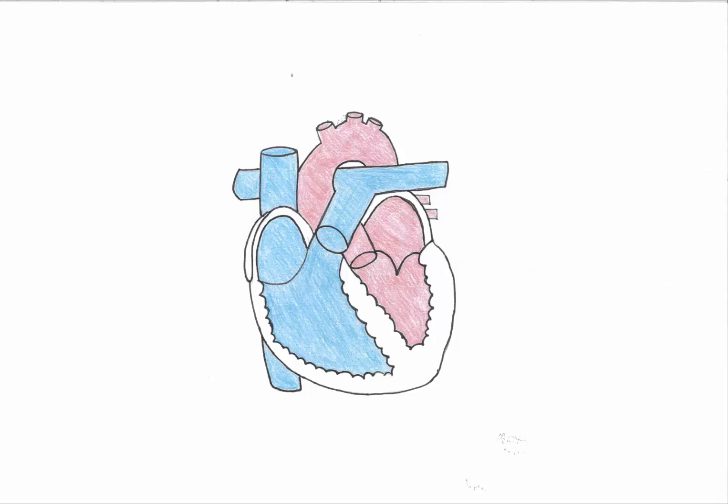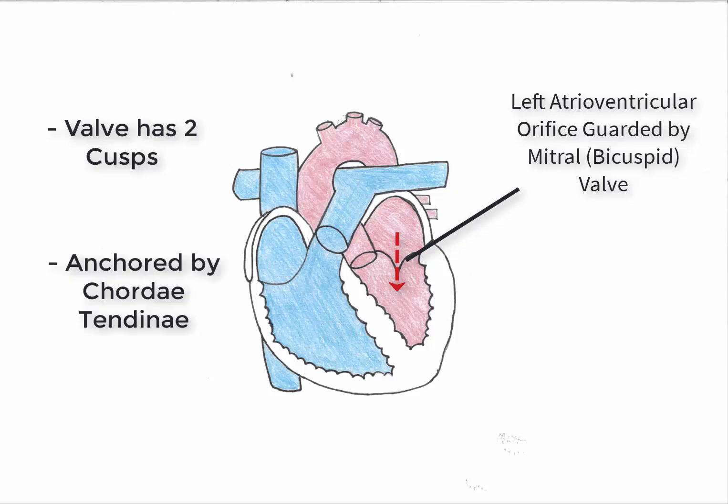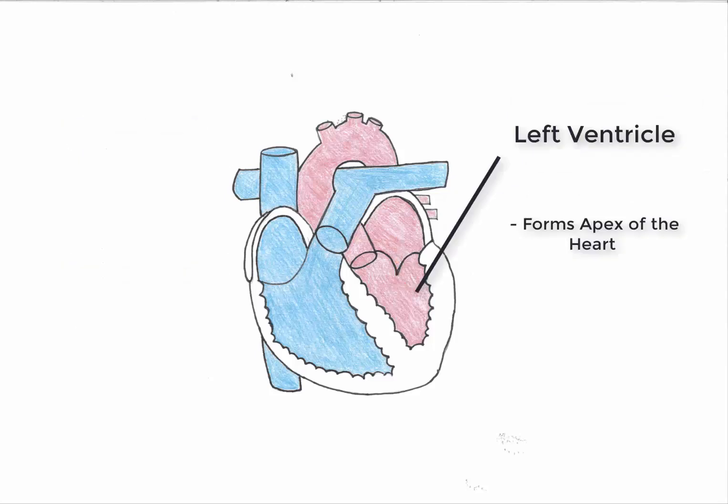From the left atrium, the blood travels into the left ventricle through the left atrioventricular orifice that is guarded by the mitral valve. It is comprised of 2 cusps and is also anchored to the papillary muscles by chordae tendineae. The left ventricle forms the apex of the heart and contains extremely thick muscular walls, as it has to pump blood around the entire body.